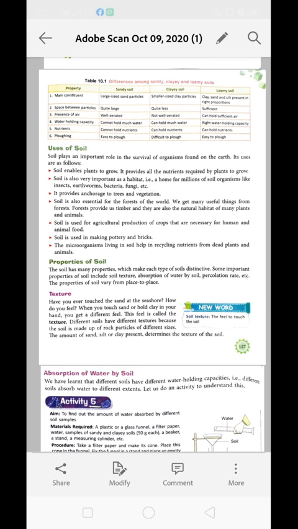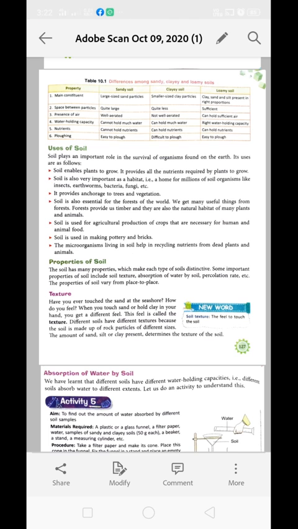Next, soil is also essential for the forests of the world. We get many useful things from forests. Forests provide us timber. They are also used as a natural habitat for many plants and animals. If there is no soil, we cannot imagine forests, because plants and trees need soil to grow. Forests act as a habitat for many animals and many plants.